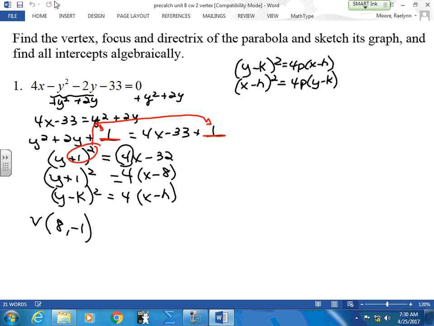Okay, so what's P? This is P. So P is what? 1. So P is positive, and it's a y squared. Which way is it opening?